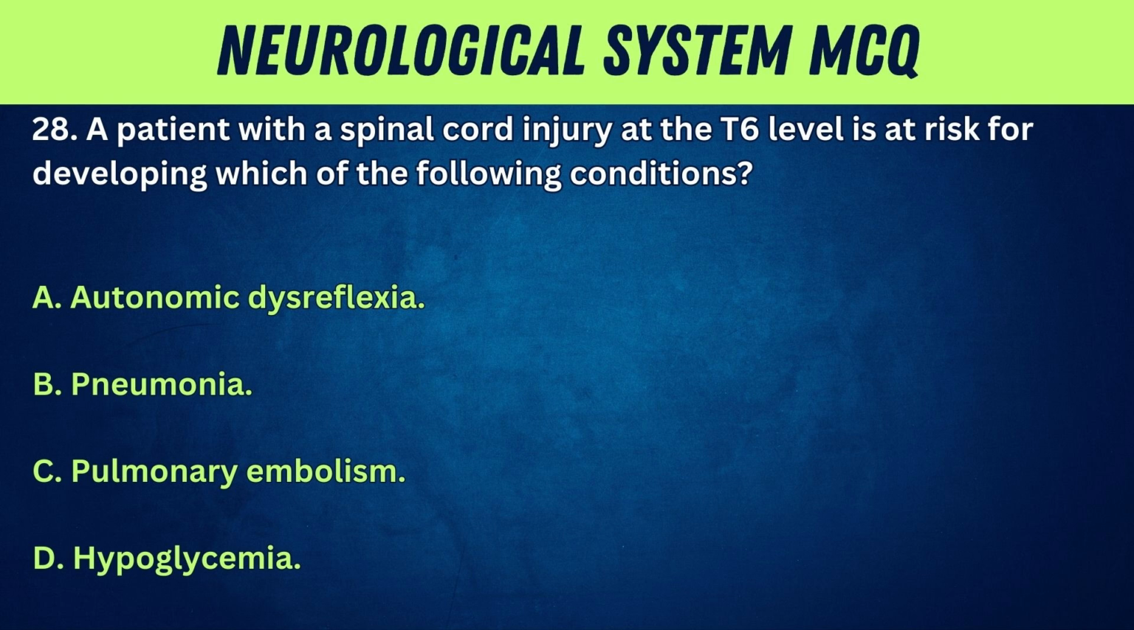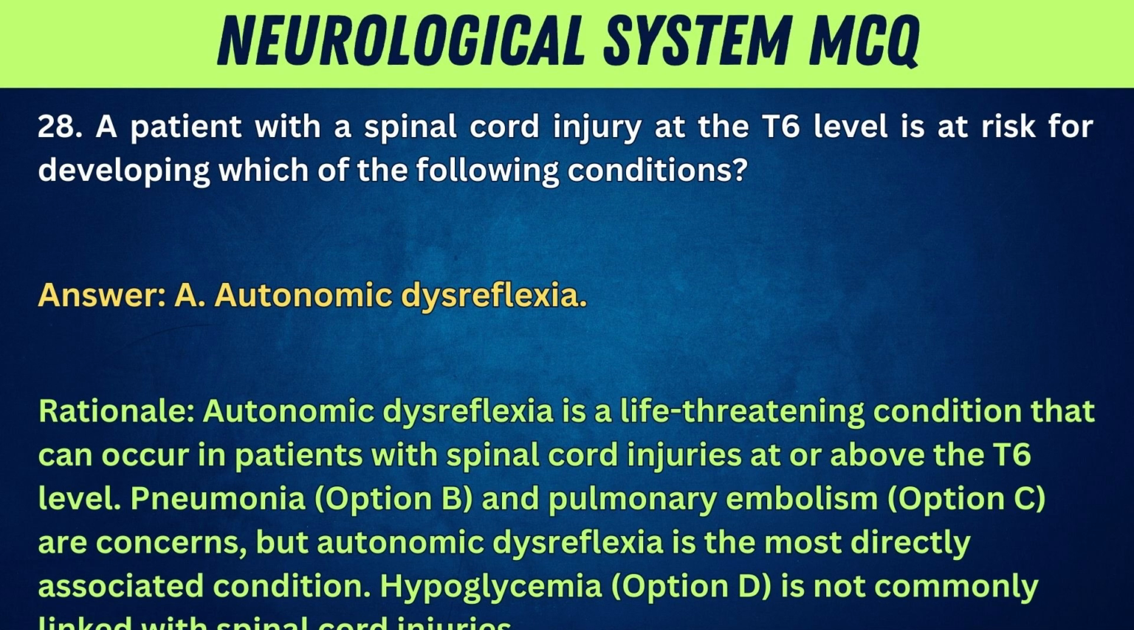28. A patient with a spinal cord injury at the T6 level is at risk for developing which of the following conditions? A. Autonomic dysreflexia. B. Pneumonia. C. Pulmonary embolism. D. Hypoglycemia. Answer: A. Autonomic dysreflexia. Rationale: autonomic dysreflexia is a life-threatening condition that can occur in patients with spinal cord injuries at or above the T6 level. Pneumonia, option B, and pulmonary embolism, option C, are concerns, but autonomic dysreflexia is the most directly associated condition. Hypoglycemia, option D, is not commonly linked with spinal cord injuries.